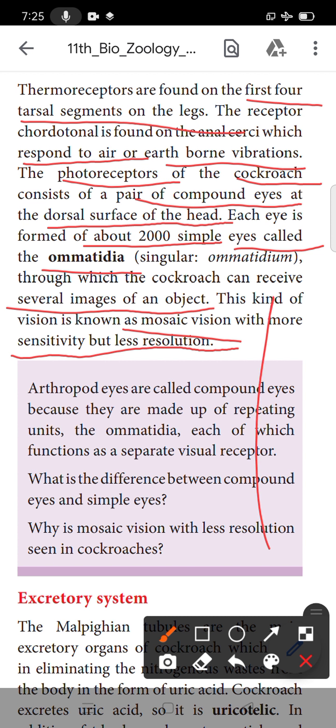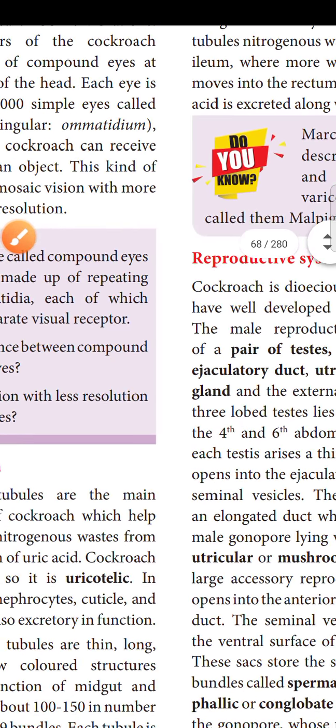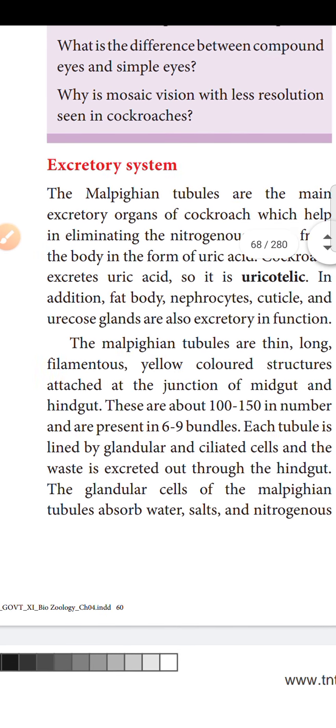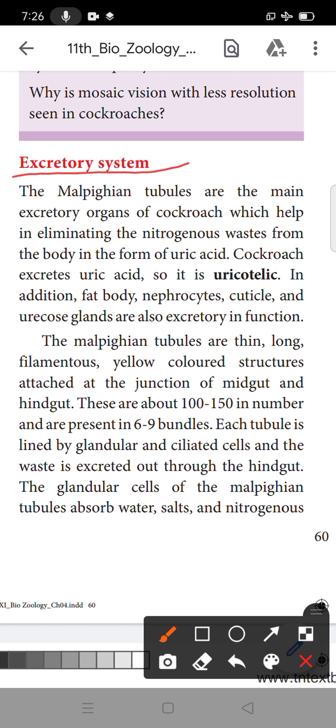So this one only is the nervous system of the cockroach. Okay, we will see the next one, the excretory system.